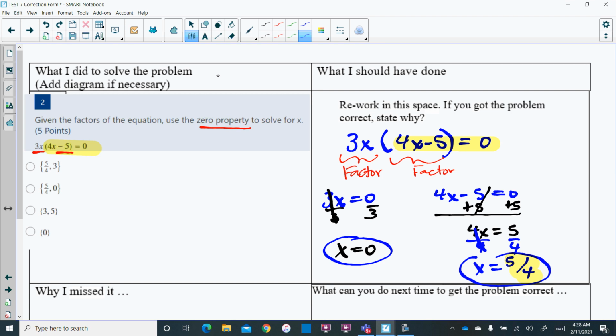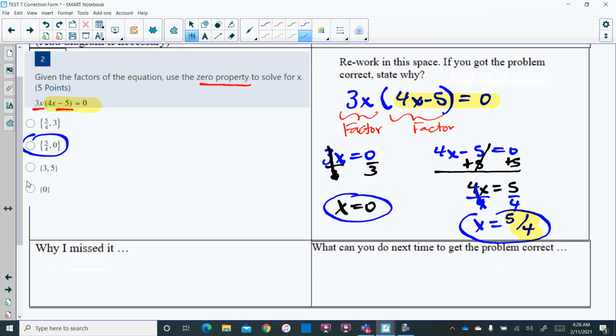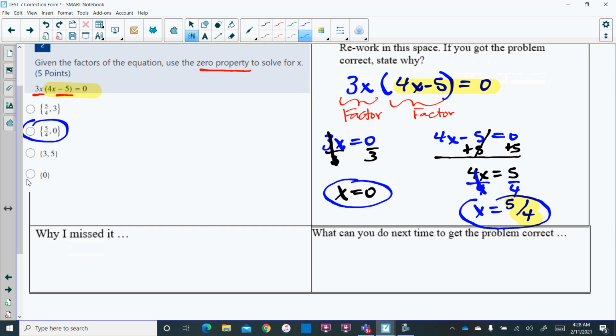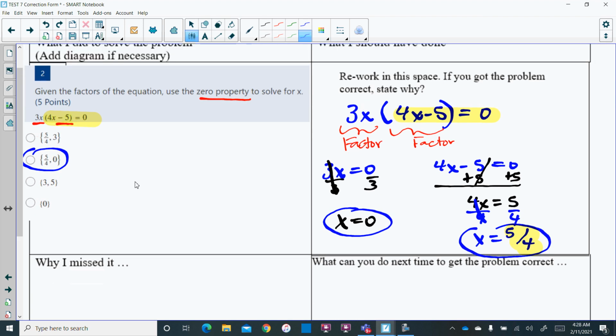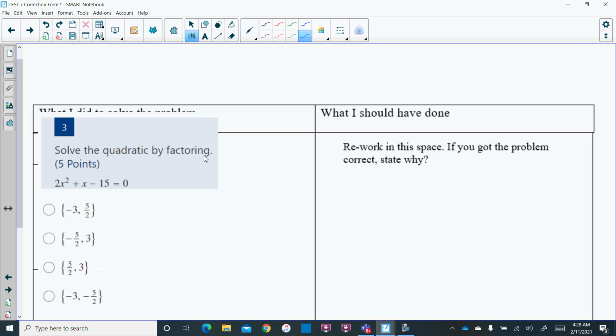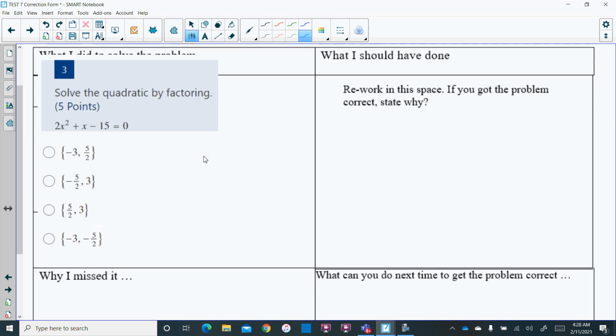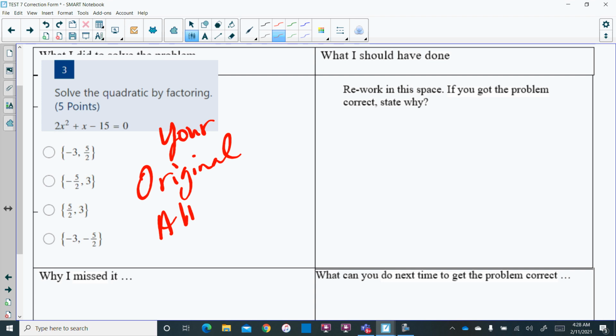Oh, did I do that right? Yeah. So yeah, it's here. So now just go into, please tell me why you missed it and what you're going to do next time to get this right. All right. Now, if you need 3, I'm going to do that next here. 3 was another factoring. But on this problem, so obviously you're giving your original work or attempt, here from the test.